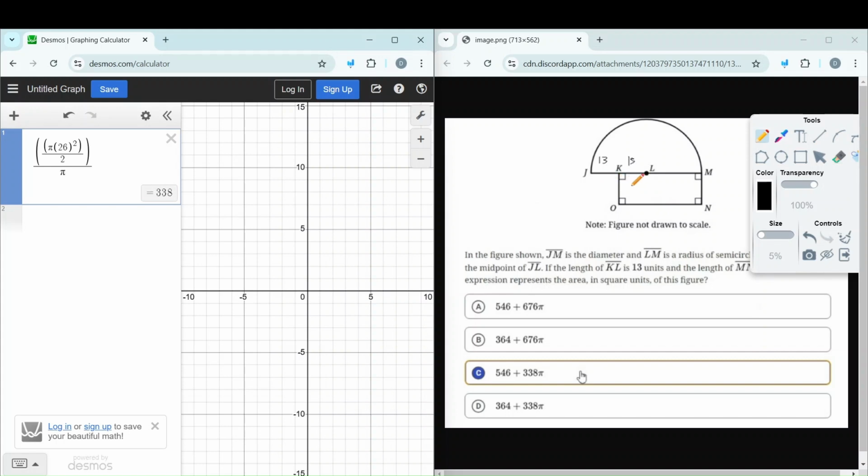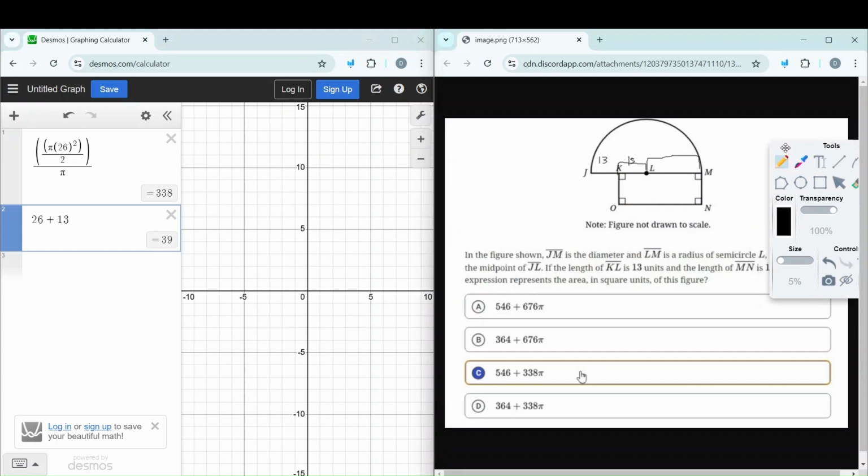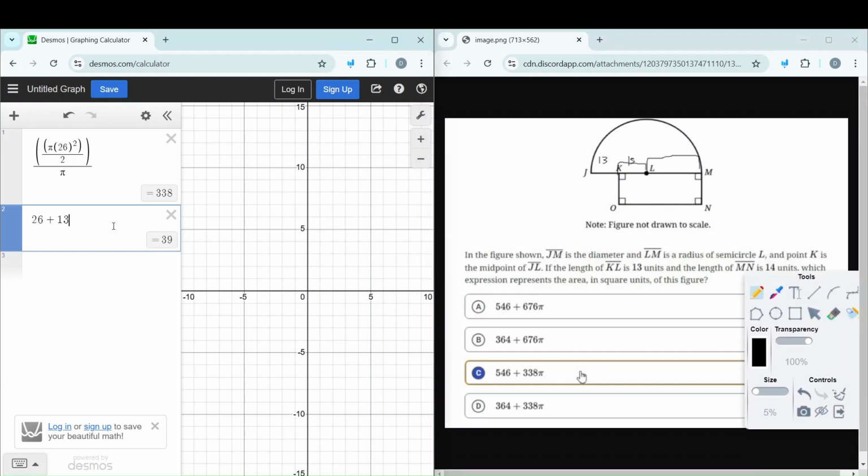The area of the rectangle is derived from the portions of the diameter of the semicircle. Because we know this is a radius, and we know this is 13, and we know the radius is 26, we could add 26 plus 13 to get the length of ON. And we're already given that MN is 14. So the area of a rectangle is length times width. We know the length is 14, and this would be the width. That's kind of odd the way they define it, but it doesn't really matter.